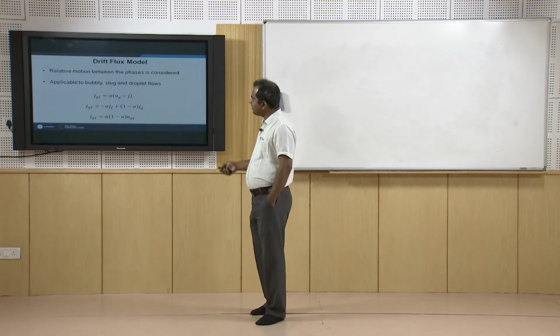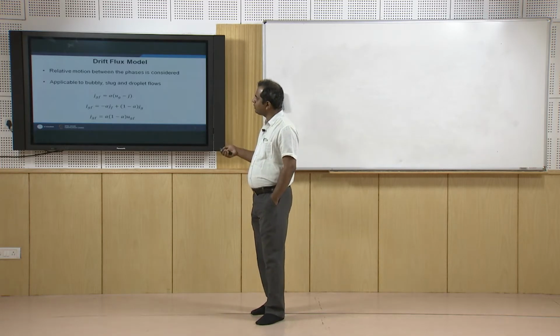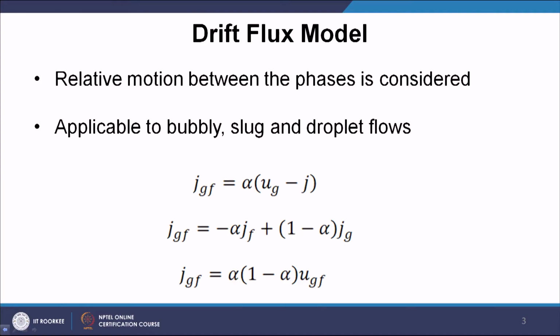Now, these 3 equations we have already shown you in the first lecture. These are very important equations. You can see Jgf, this is the drift velocity. Drift velocity is nothing but alpha into Ug minus J. We have already shown you the definition. This is actually how the gas velocity is drifting from the overall mixture velocity. So, Jgf equals alpha into Ug minus J.